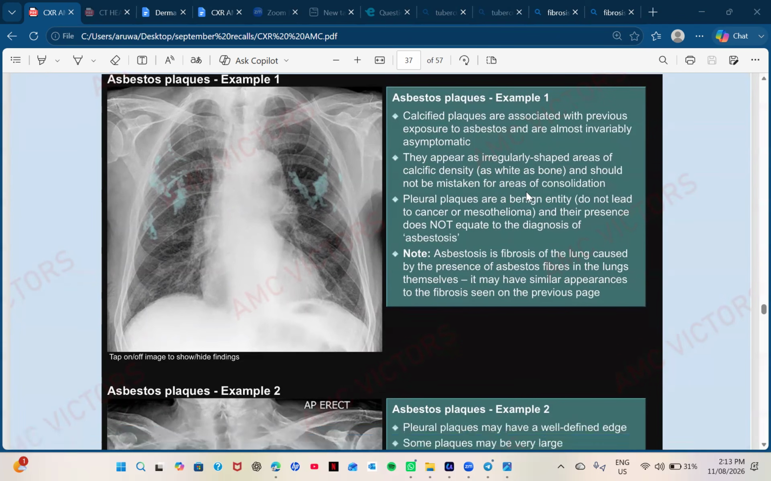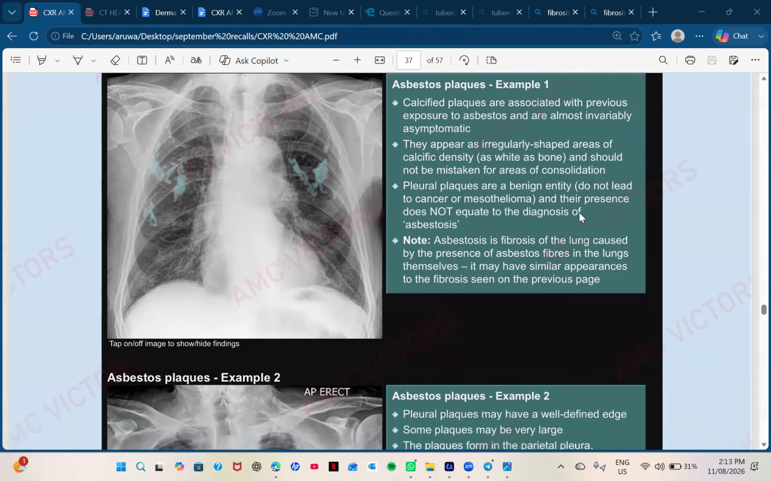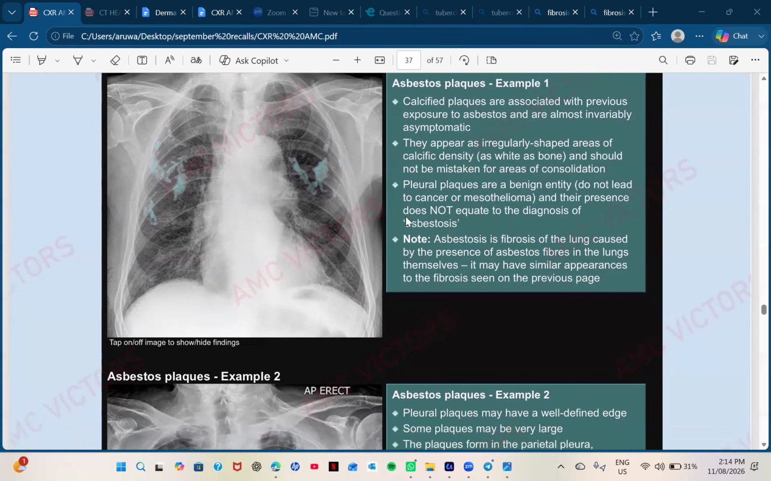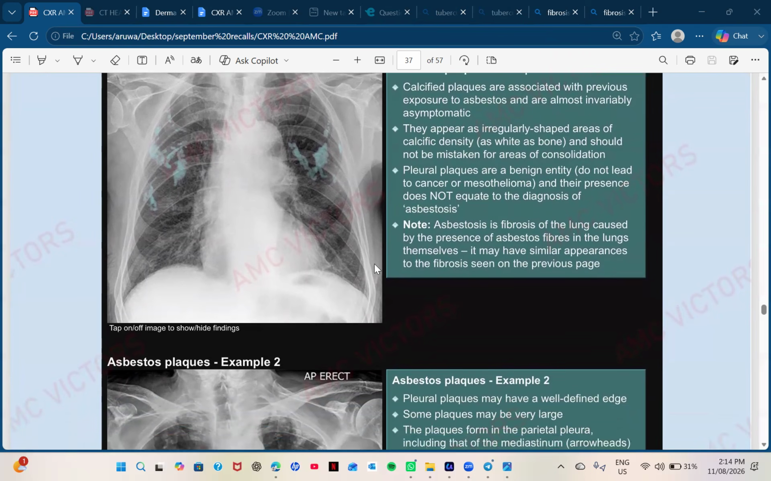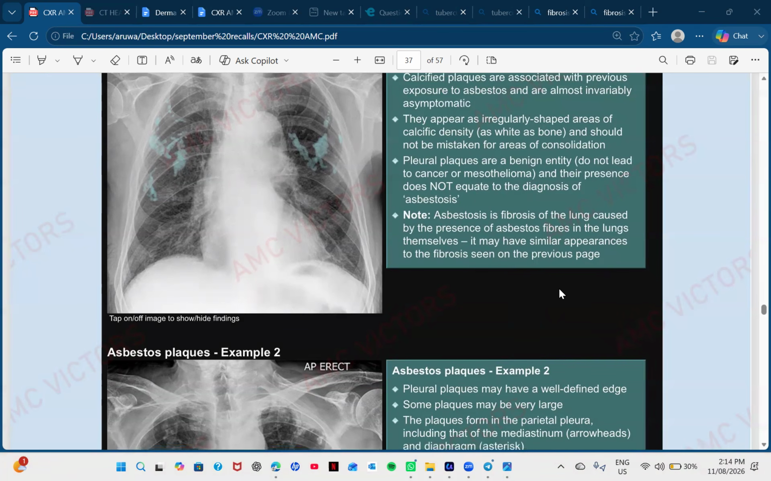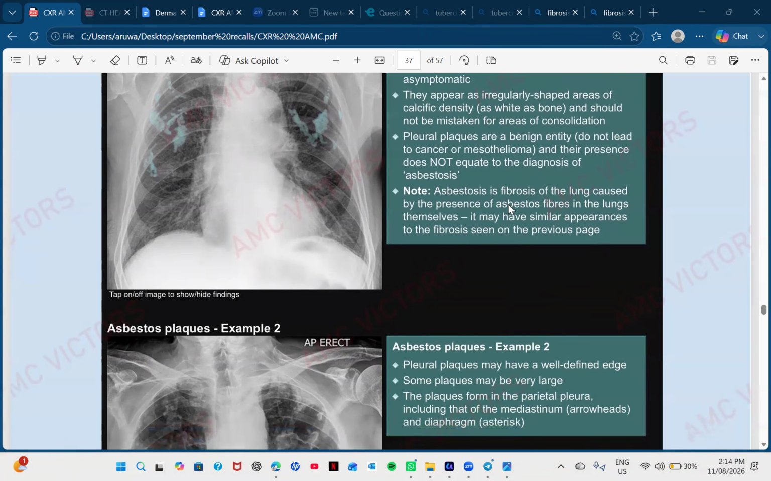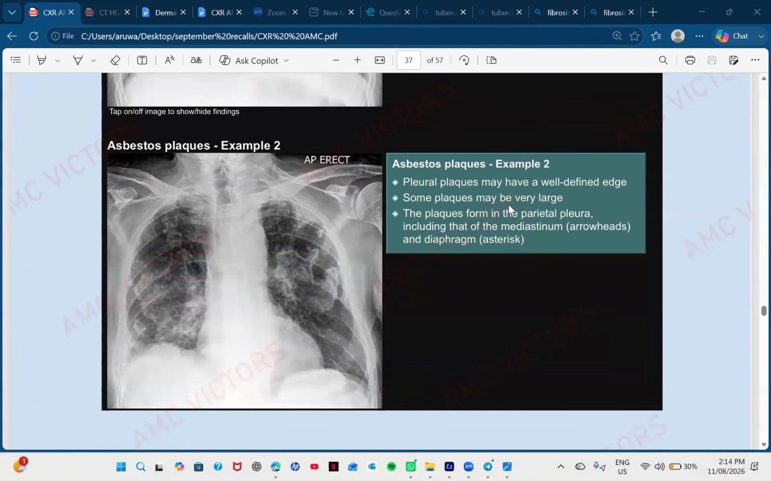The pleural plaques are a benign entity, do not lead to cancer or mesothelioma, and their presence does not equate to the diagnosis of asbestosis. Asbestosis is a fibrosis of the lung caused by the presence of asbestos fibers in the lung themselves. It may have a similar appearance to the fibrosis seen in the previous fibrous one. Okay, fibrosis we just discussed.